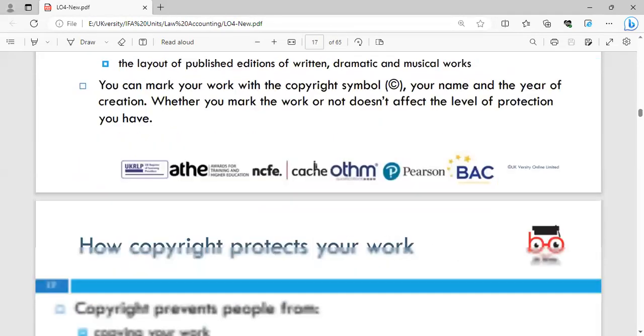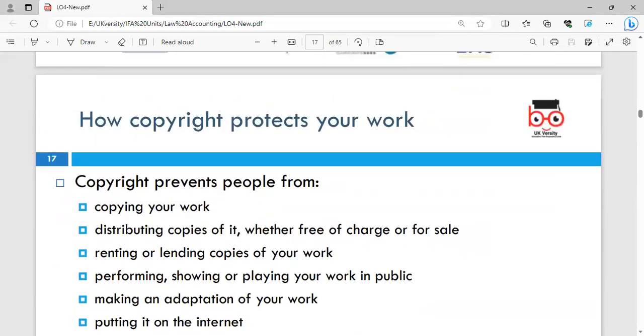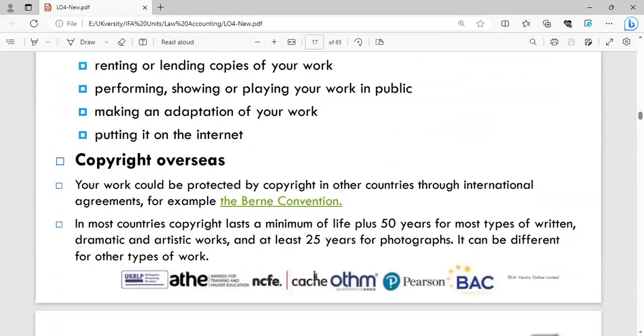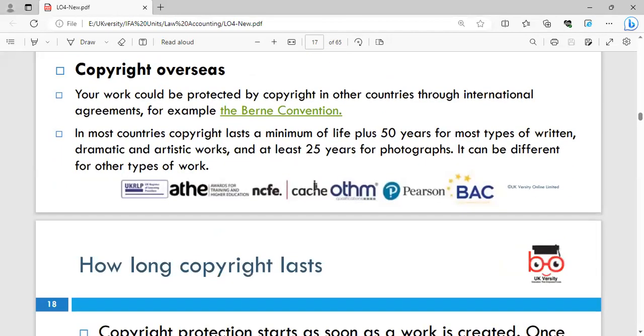That's which we need to be protected. Copyright: how does copyright protect your work? It prevents people from copying your work and distributing copies of it, whether free of charge or not. Copyright overseas can also be protected in other countries through international agreements and conventions of 50 or more countries.